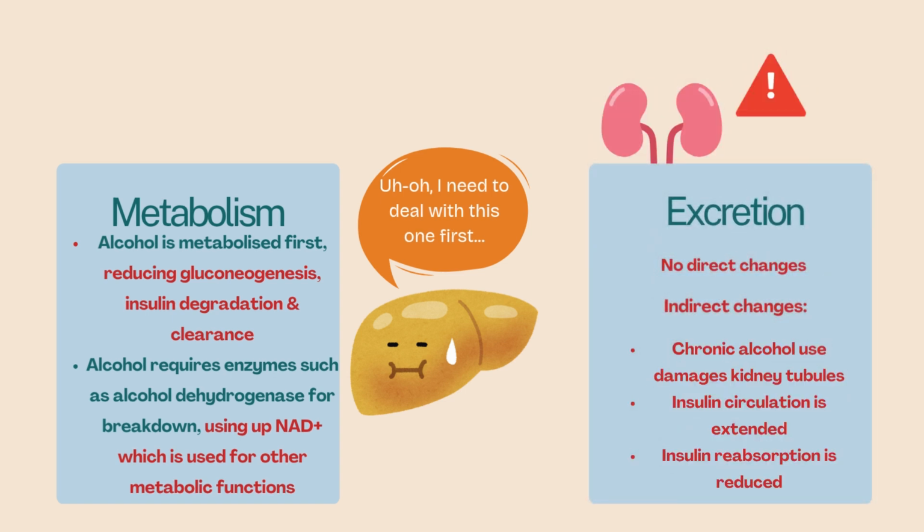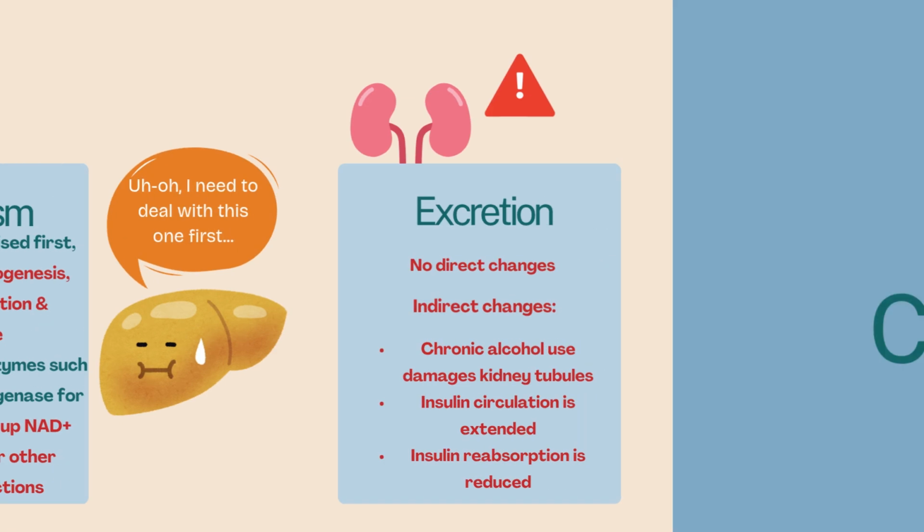For excretion, alcohol does not produce any direct effect. However, chronic alcohol use will slowly damage kidney tubules, resulting in various deficiencies, such as decreasing its reabsorption and filtration capabilities. As a result, insulin is circulated longer in the blood than normally, but insulin reabsorption is also reduced. We will get back to that point in a minute.